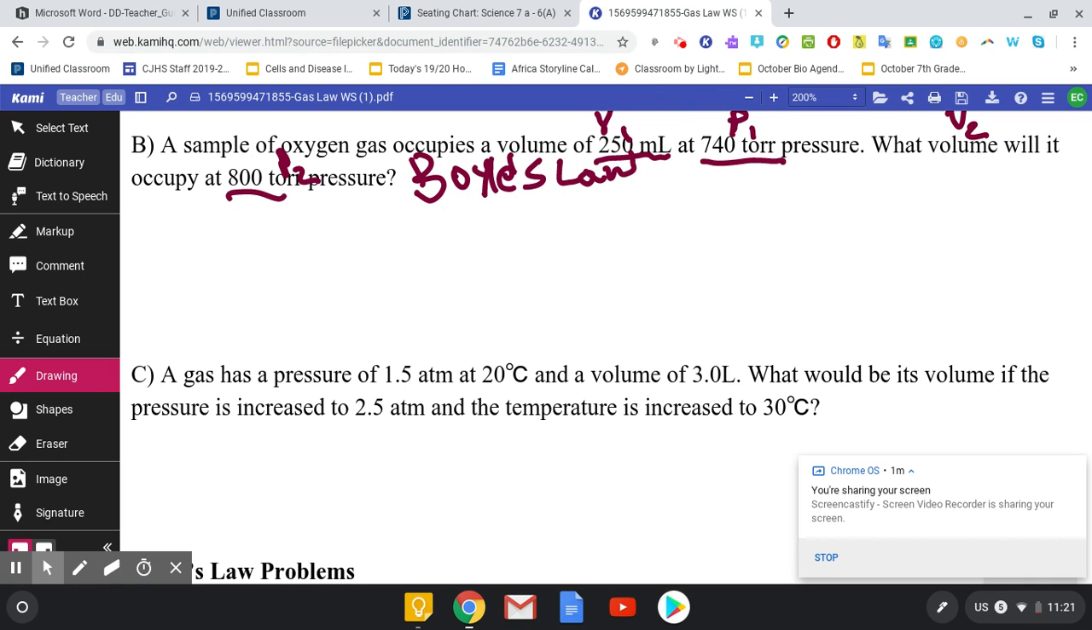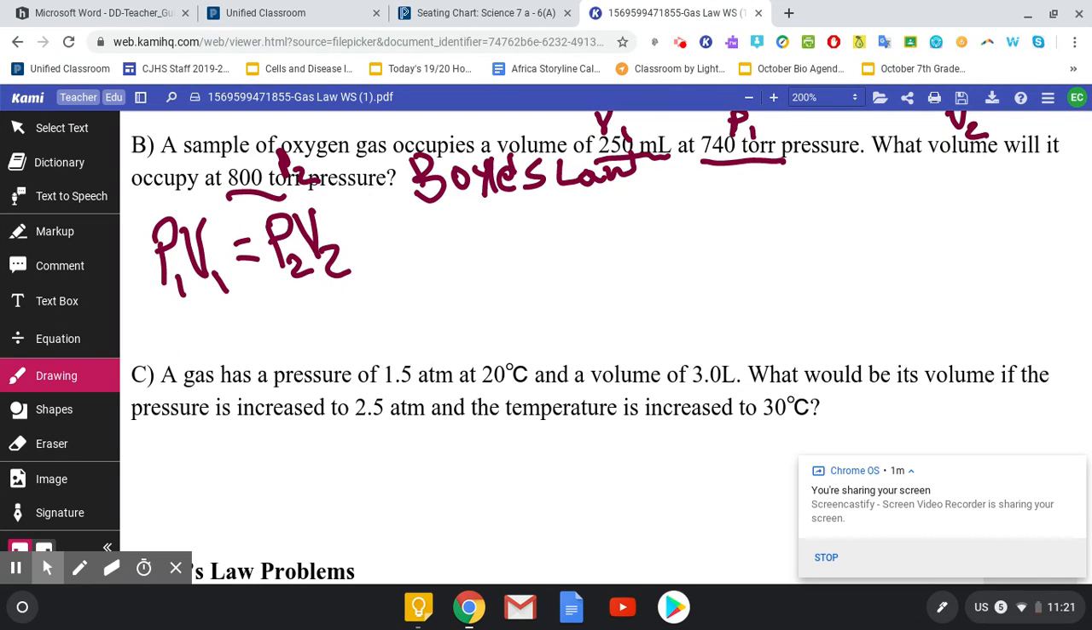In this case, the formula that we're going to use is P1V1 equals P2V2. Now, unlike temperature, which you needed to convert into Kelvin, as long as the units are the same, you don't need to convert. In this case, we're dealing with torr for pressure for both P1 as well as P2. So we don't have to do anything with that.